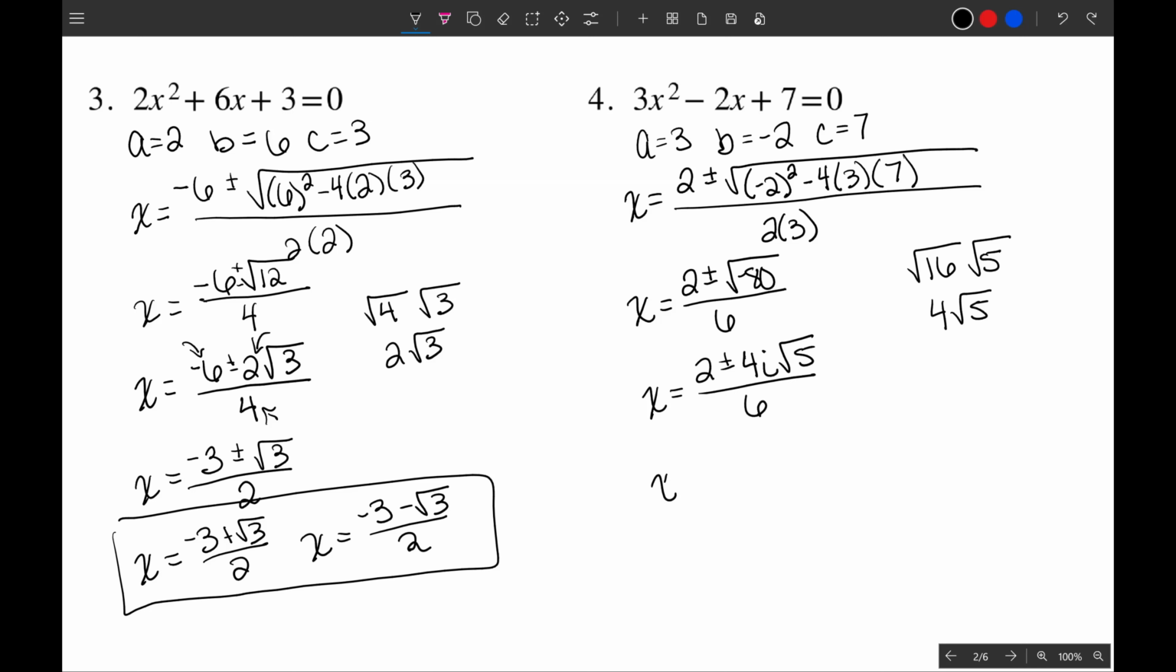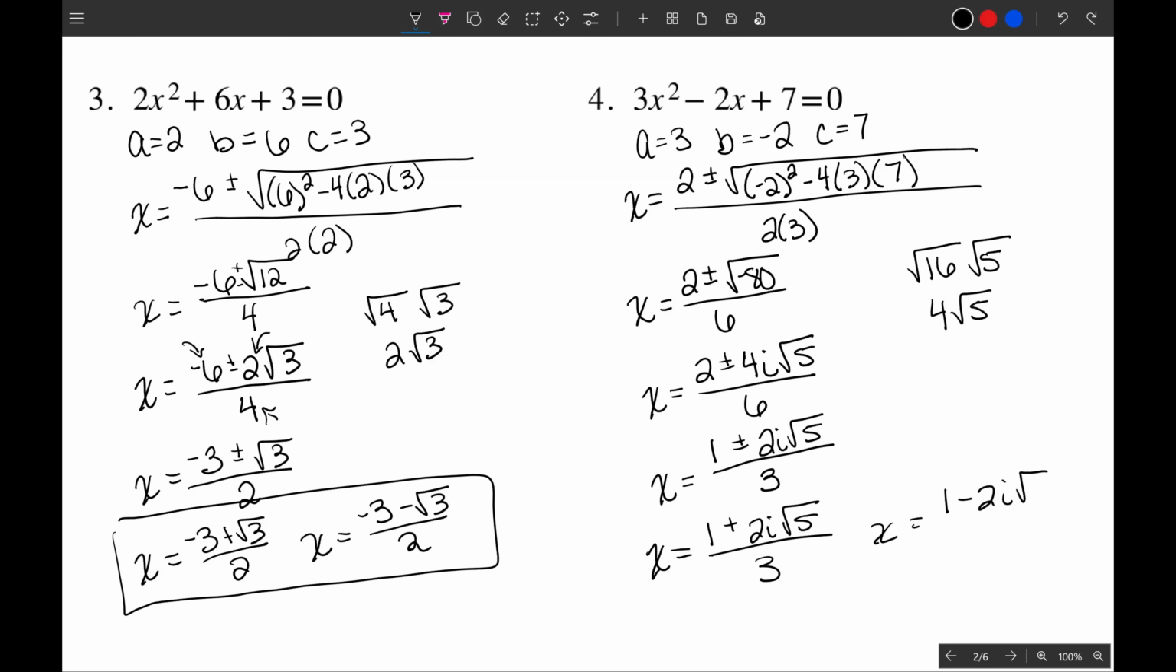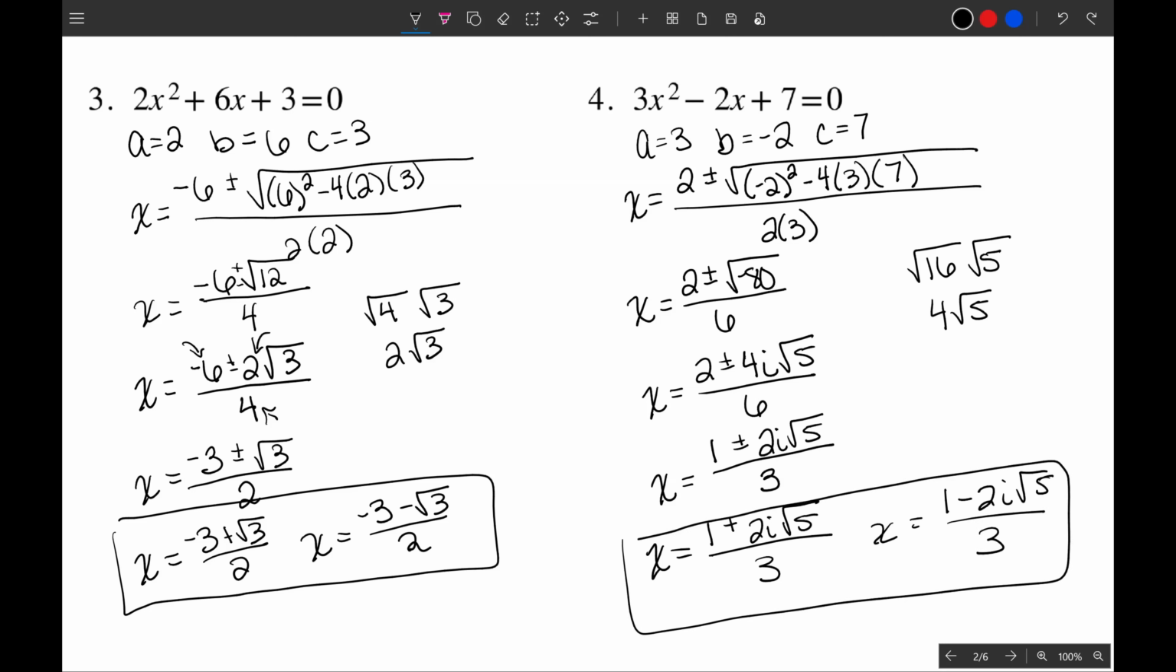And then I can reduce the 2, the 4, and the 6 by 2. 2 divided by 2 is 1. 4i square root of 5 divided by 2 is 2i square roots of 5. And 6 divided by 2 is 3. So I have two imaginary answers, 1 plus 2i square roots of 5 over 3. And then I also have 1 minus 2i square roots of 5 over 3. So if I were to graph this, it would not cross the x-axis because I have those imaginary solutions.